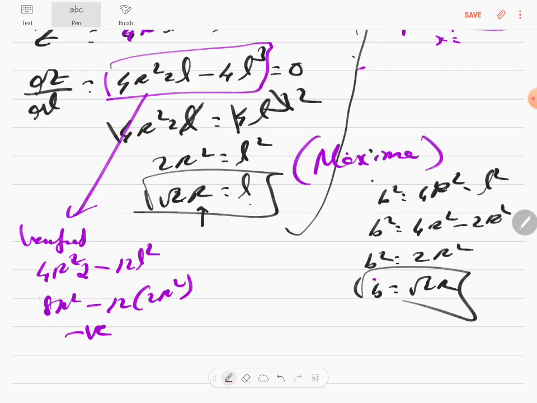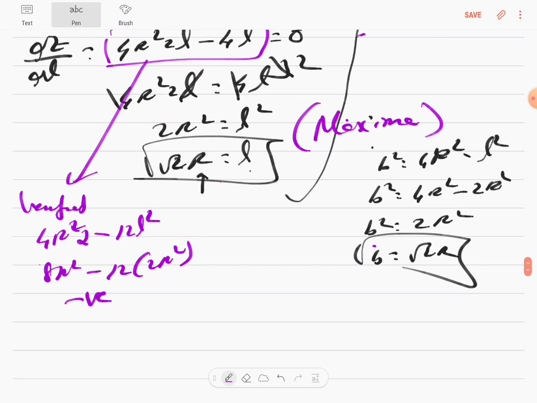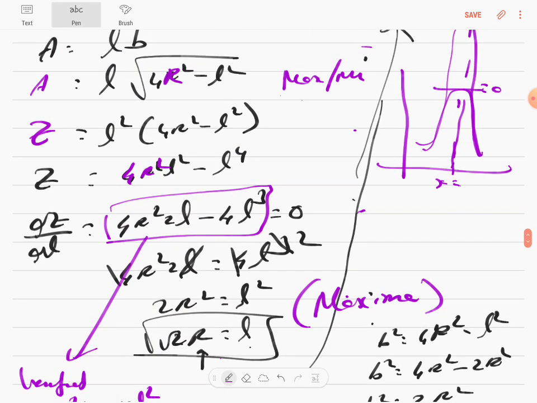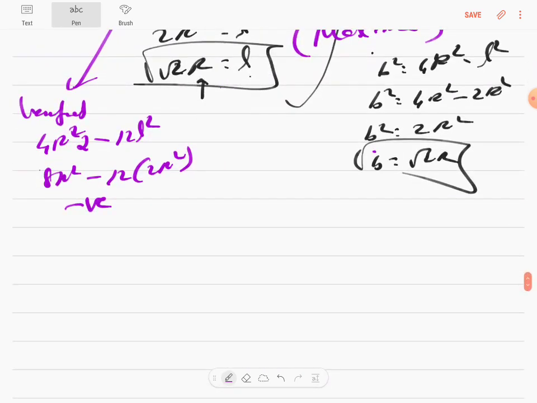Understood? Are they asking for the area of the rectangle? No. They are asking you to show only when it will be maximum. When it is a square, it is maximum. Are you clear? Can I go to the next sum? Next sum is the 20th question.